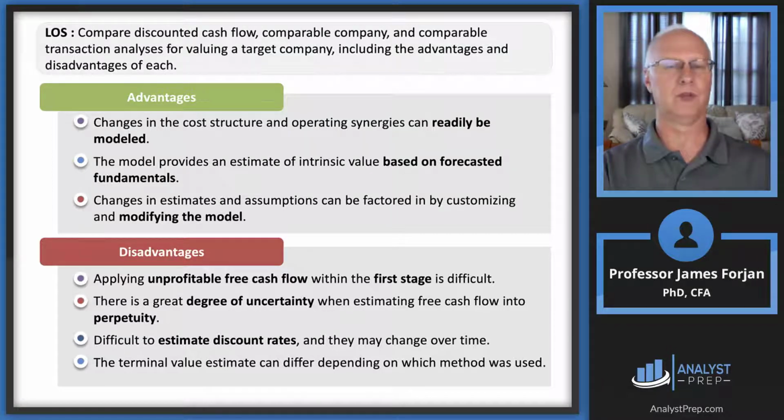So we have some good models like capital asset pricing model to estimate discount rates, or arbitrage pricing theory or some of these other models. So we have good models, but the problem is that in this merger and acquisition game, we're sensitive to things like changes in stock and bond prices, which we are, and sensitive to changes in economic conditions, which we are, then those discount rates are going to change over time. And then terminal value, that's always a super difficult one to estimate at any time in the future. And then swing back to that first circle point. Applying unprofitable free cash flow within the first stage is difficult. Yeah, that's an understatement as well, isn't it?